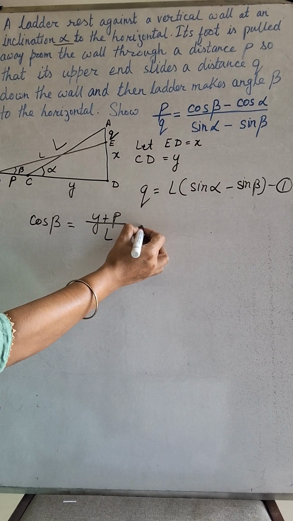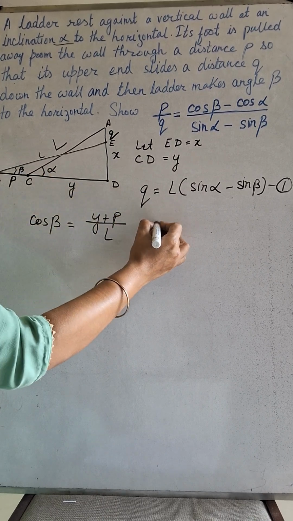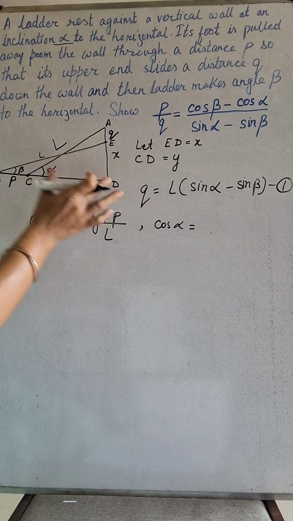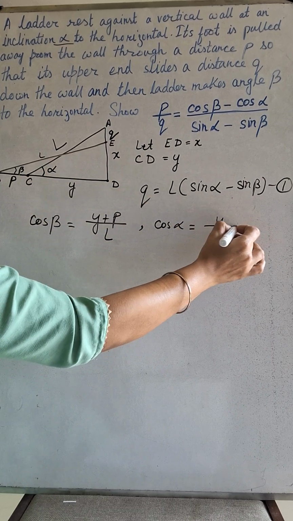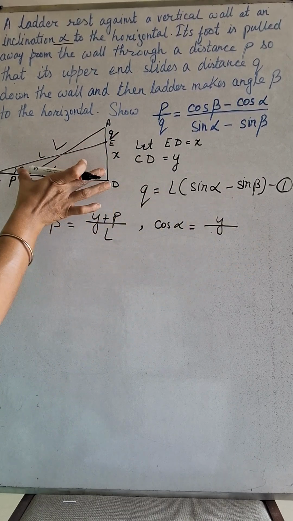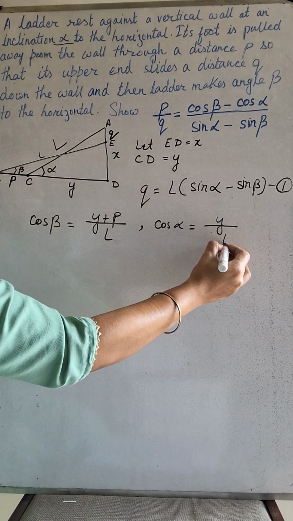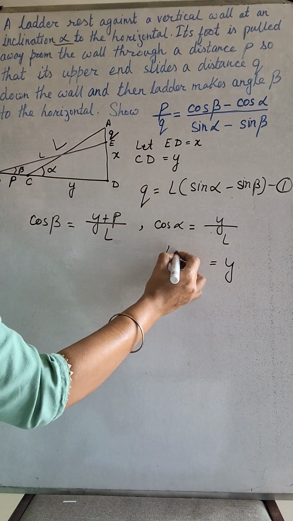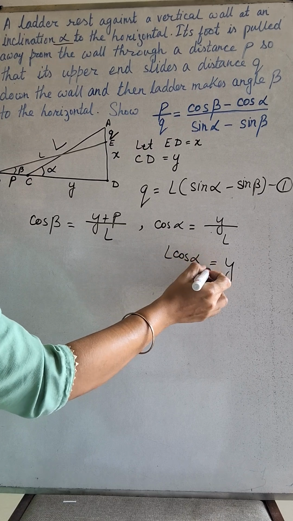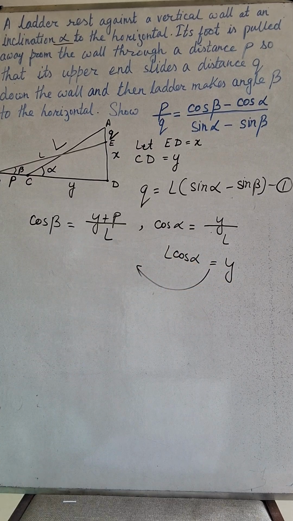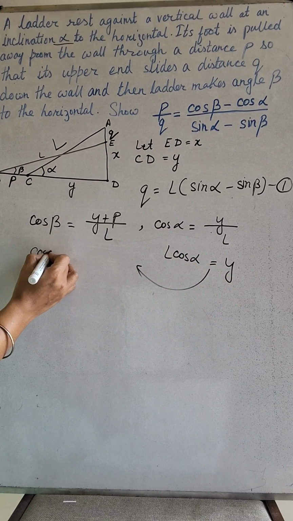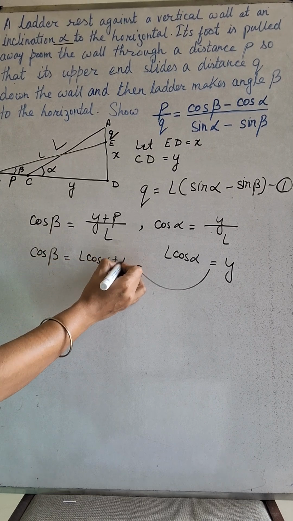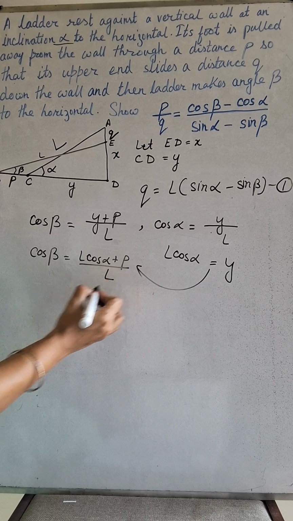Okay. Similarly, now I'll take alpha. So cos alpha is equal to, again adjacent side, which is y, by hypotenuse, which is again L. So again we are going to substitute y. y will be equal to L cos alpha. Just put this value of y in this equation. It will become cos beta is equal to L cos alpha plus p by L.